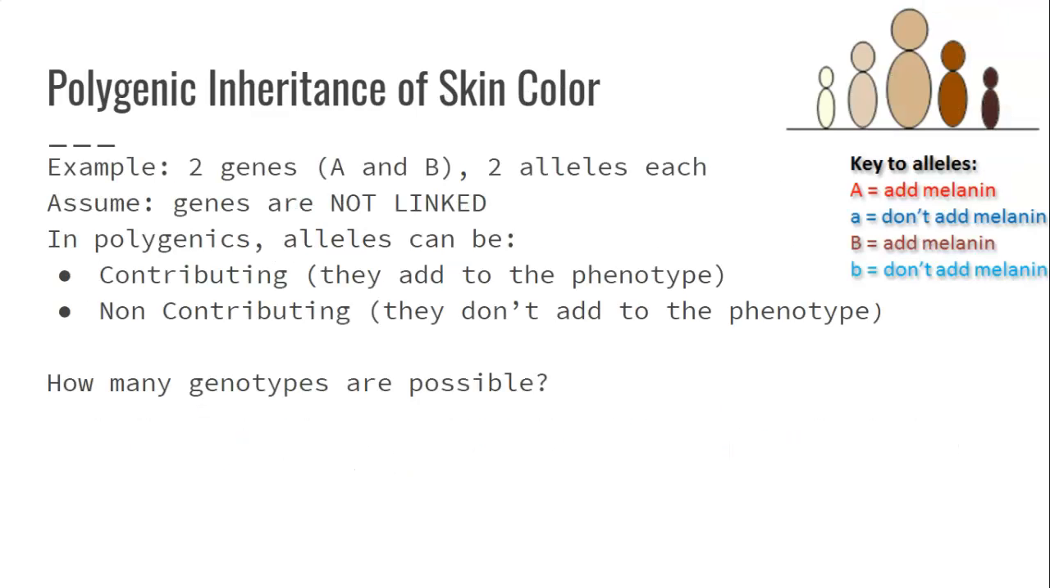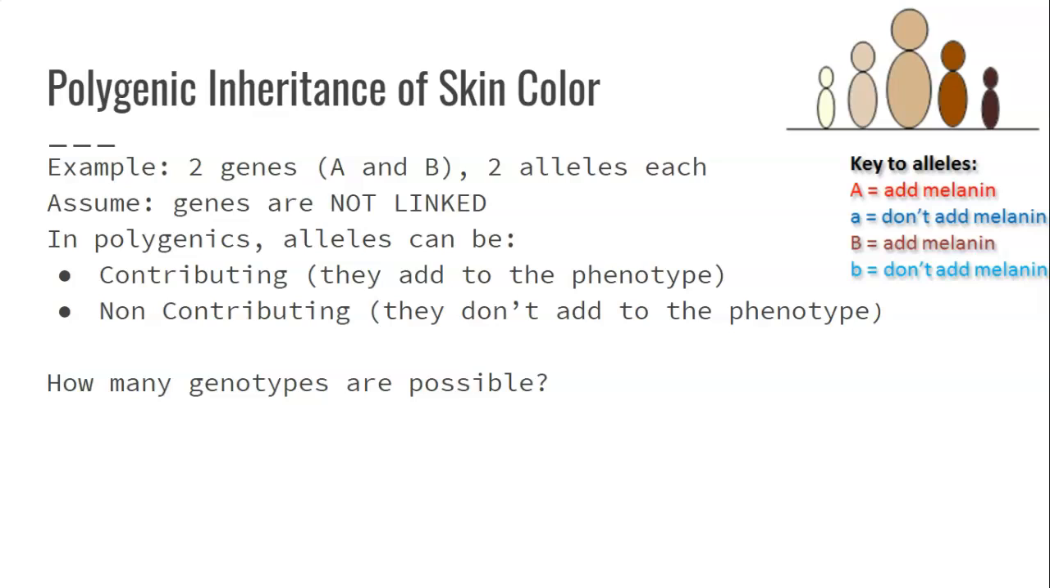If we take these 2 genes, A and B, and they have 2 alleles each, a capital A will add melanin and a lowercase a won't, and same with the B's. Capital will add, lowercase will not. We're going to assume these genes aren't linked. And so again, in polygenics, alleles can be contributing or non-contributing. The capitals are contributing and the non-contributing ones are the lowercase b's.